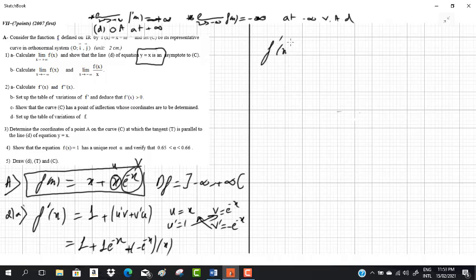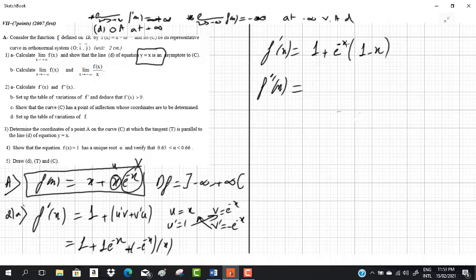So f prime of x equals 1 plus, and I always take the exponential as a common factor for the terms that have e minus x or e x. So I take e minus x as a common factor, and I will have 1 minus x. This is f prime. Now we need to calculate f double prime of x. F double prime is the derivative of f prime. The derivative of 1 is 0.